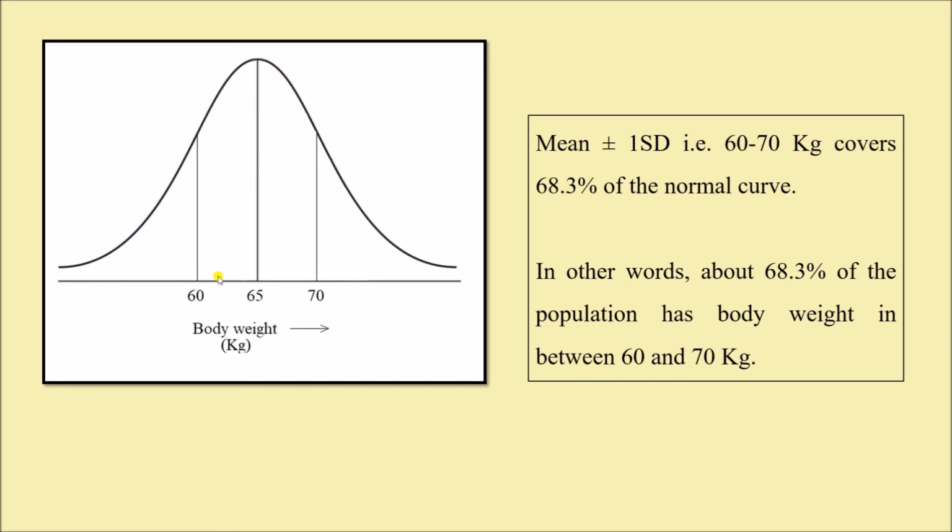60 to 70 kg is basically one standard deviation around the mean on either side of the mean. It is seen that 68.3% of the normal curve is covered by the area, that is mean plus minus SD. Or in other words, in simple words, we can say that 68.3% of this population have body weight in between 60 to 70 kg.